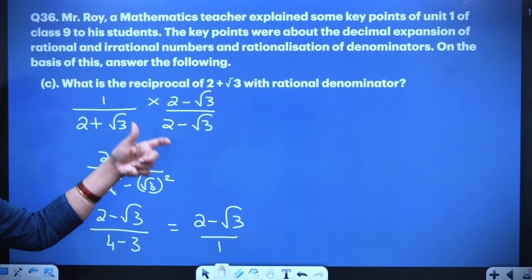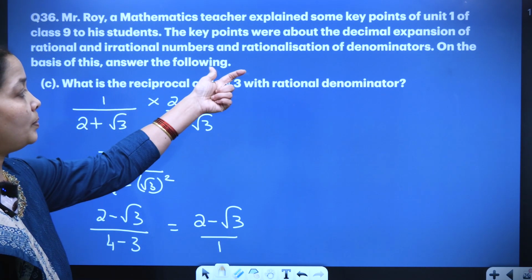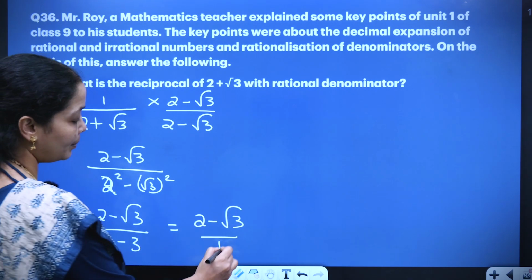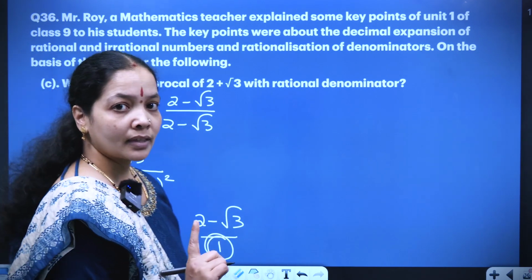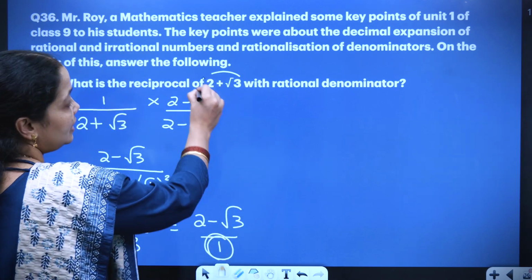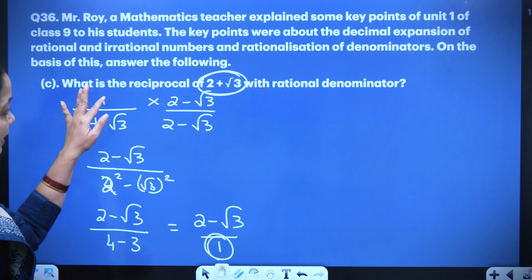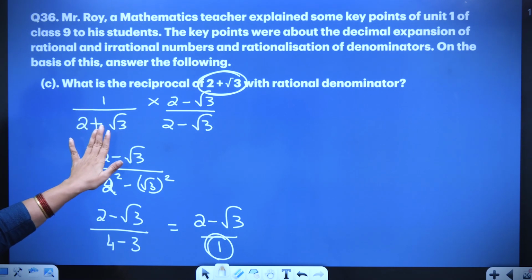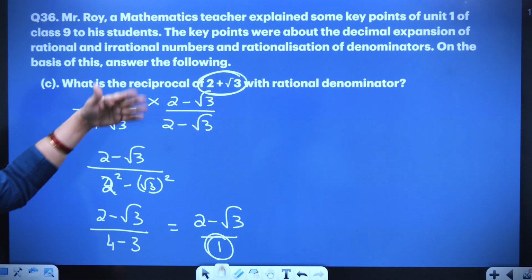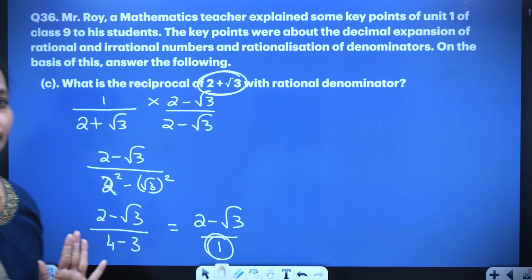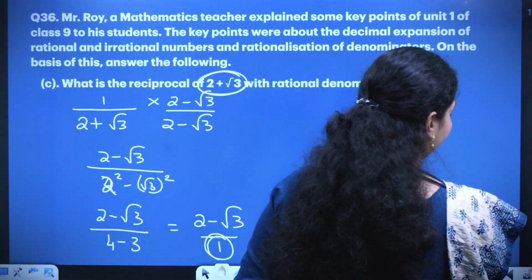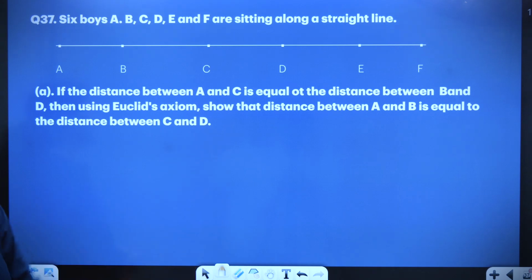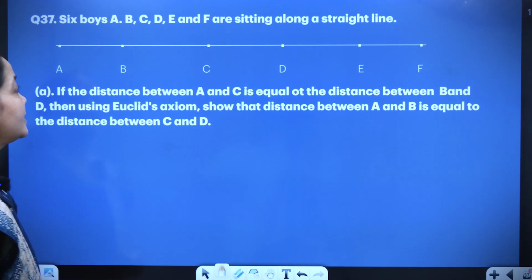So the reciprocal of 2 plus root 3 is 2 minus root 3, and the denominator of that part is rational, which is 1. So whenever an irrational number is given to me, I will take the reciprocal. Since non-terminating numbers are there in my denominator, I have to rationalize and then conclude the answer. Directly they are not asking us to rationalize it. Technically you have to think and then answer. This is the 37th question.